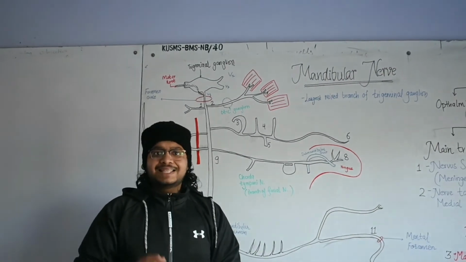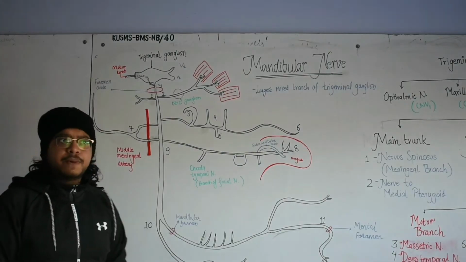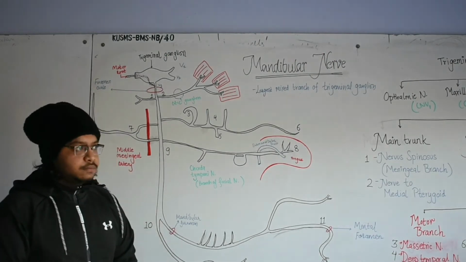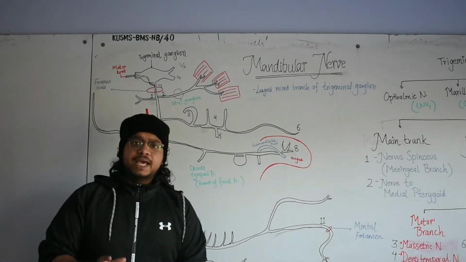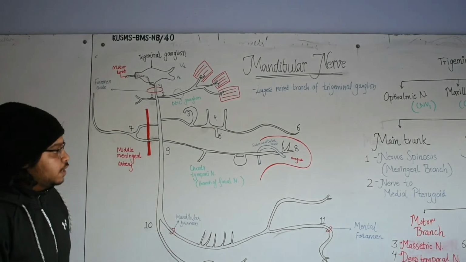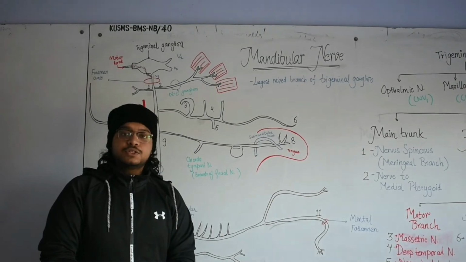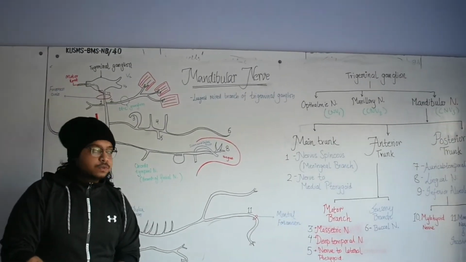Auricular part supplies the skin of the tragus, the pinna, auditory meatus, and temporal part supplies the temple of the skull. The auriculotemporal nerve also supplies the temporomandibular joint. Now let's see the lingual nerve. The lingual nerve, as the name suggests, supplies the tongue, the anterior two-third part of the tongue and also the floor of the mouth.